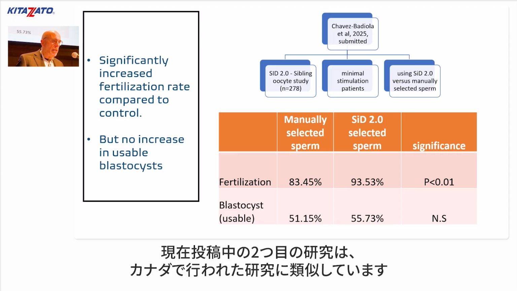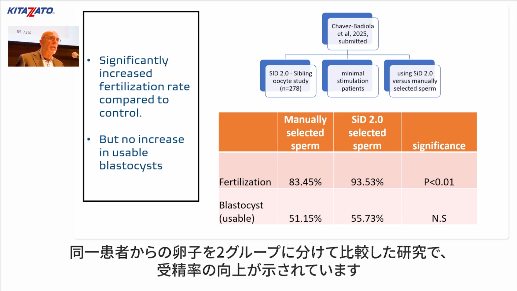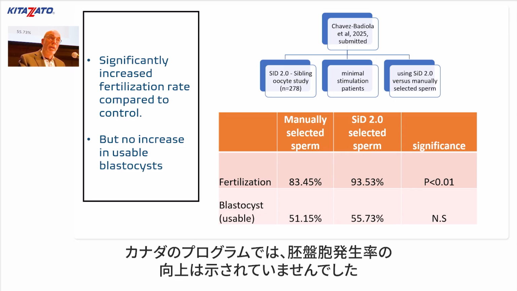A second study that still needs to be published, and it's just been submitted for publication, was a sibling oocyte study, similar to the study that was performed in Canada. And that shows an improved fertilization rate. The Canadian program did not show that. They showed improved blastocyst rate.